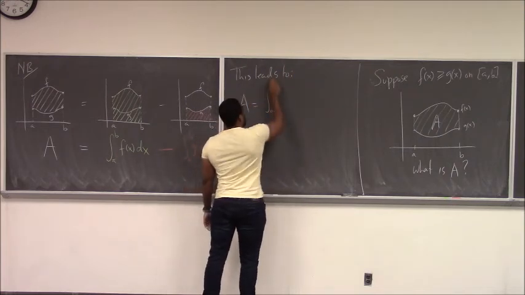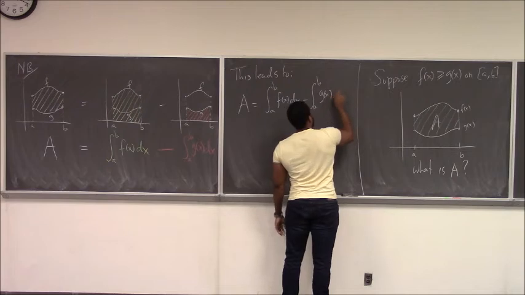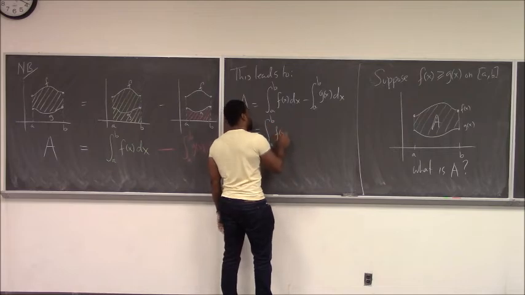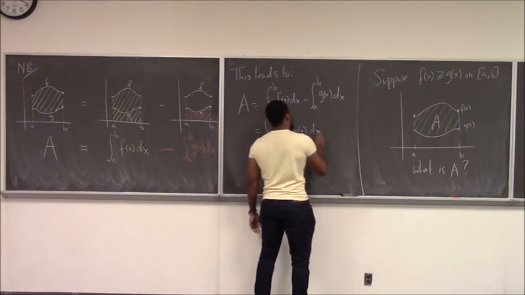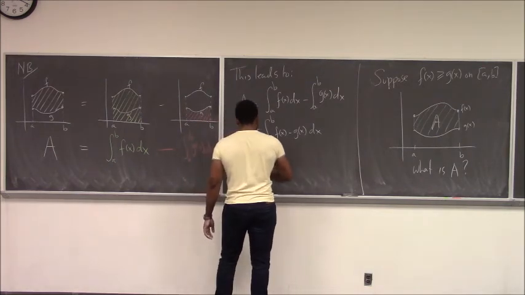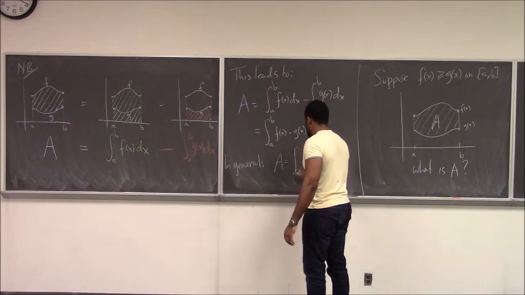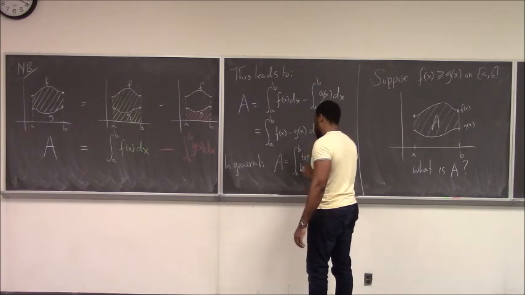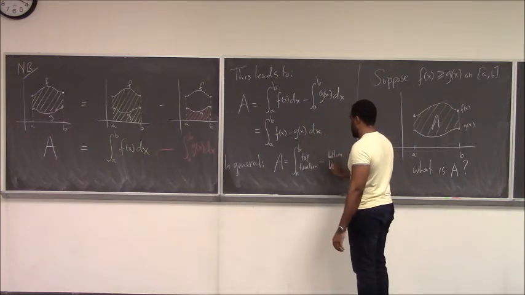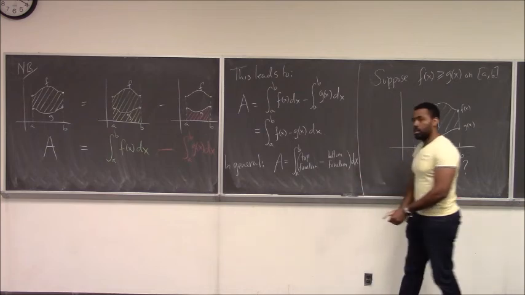Our area is going to be the integral from a to b of f of x dx minus the integral from a to b of g of x dx. By the properties of integrals, we know that integrals distribute across sums, so this is just the integral of f of x minus g of x dx. In general, I can say that the area between the two curves is equal to, here's how you want to think about it, the top function minus the bottom function. Figure out who's on top, figure out who's on the bottom, subtract them, and integrate dx.